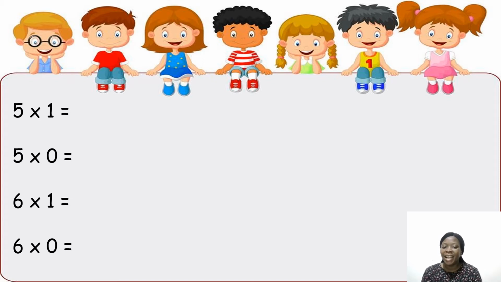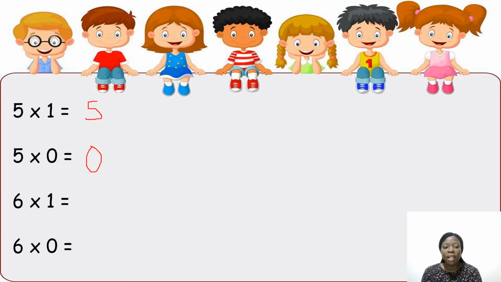Welcome back. Now let's see if your answers are correct. So 5 multiply 1 is what? 5, because there is just one group of 5. So our answer is 5. And like I explained in my previous video, a number multiplied by 1 is always the same number. Now 5 multiply 0 is 0 because there is nothing to multiply. When you multiply a number by 0, the answer is 0.